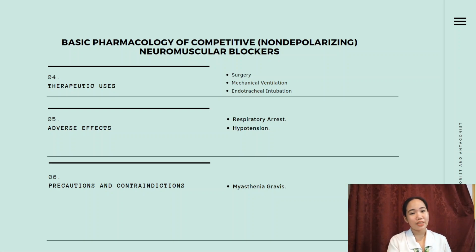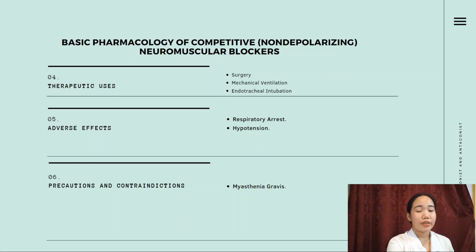So next, guys, we have mechanical ventilation. For mechanical ventilation, it is used by blocking spontaneous respiratory movements, or more frequently to provide more suitable conditions for surgery. Mechanical ventilation, guys, is a form of life support that takes over the work of breathing when a person is not able to breathe enough on their own. Commonly, we call this a breathing machine.